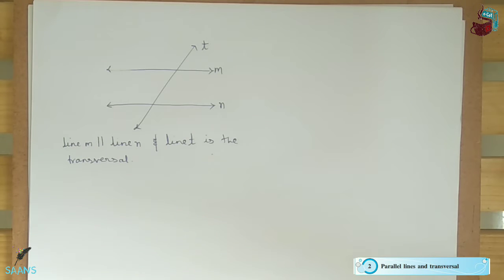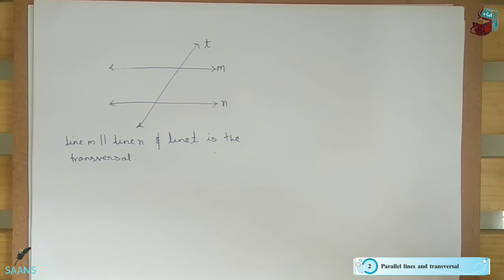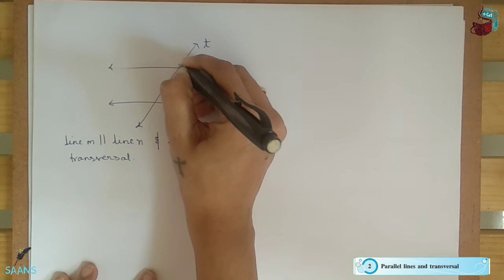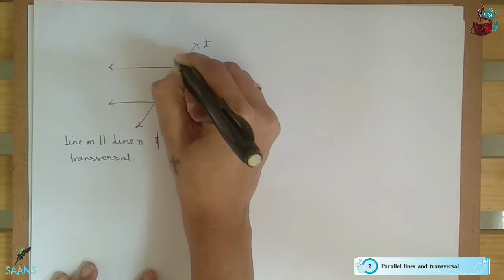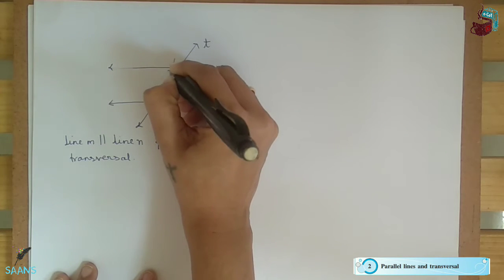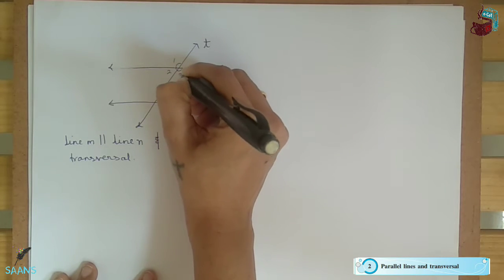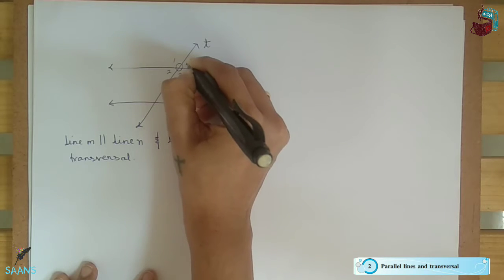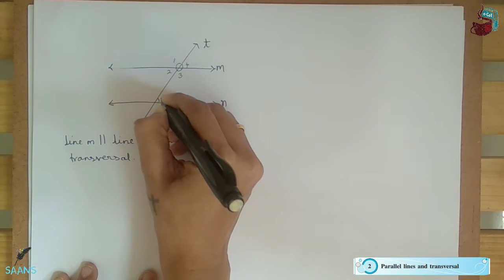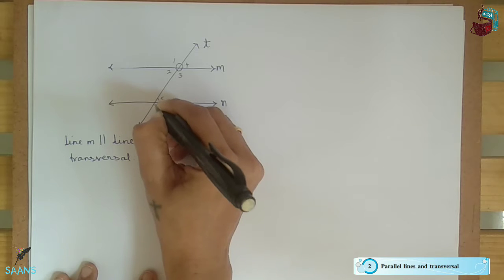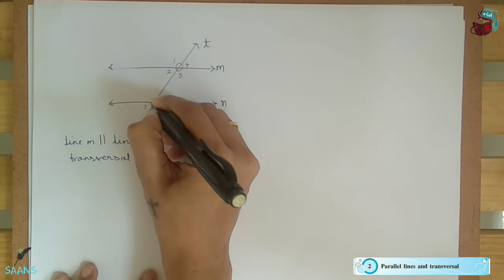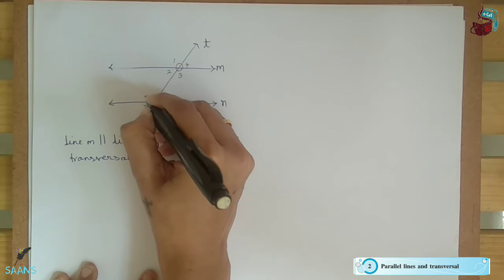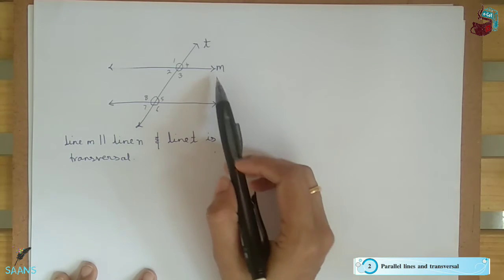So if I have to define this particular figure, this is a transversal and two parallel lines. Now, when the lines are parallel, it makes a number of angles. When two lines are parallel and a transversal cuts it, it makes a few angles. So how many angles does it make? Let's see first. 1, 2, 3, 4, 5, 6, 7, 8. So it makes 8 angles.